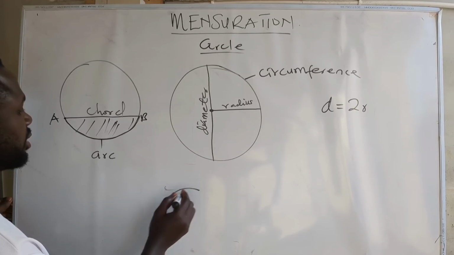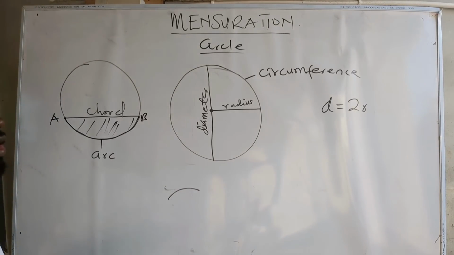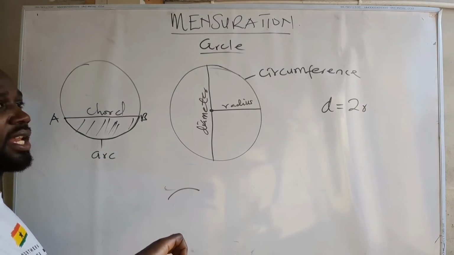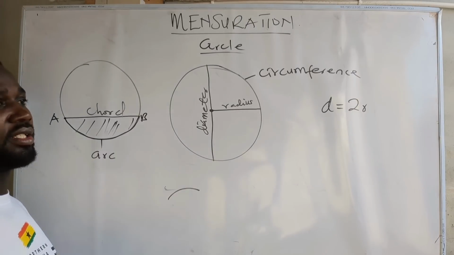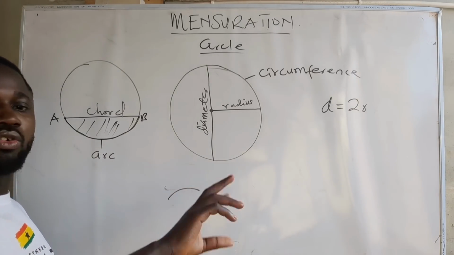Just a portion. Those times when you are doing construction, you draw an arc. You realize that you put your compass and you don't draw a full circle. You just draw a portion of the circumference. You don't draw a full circle.